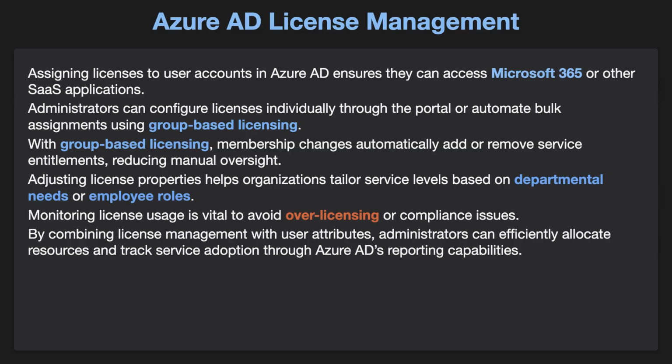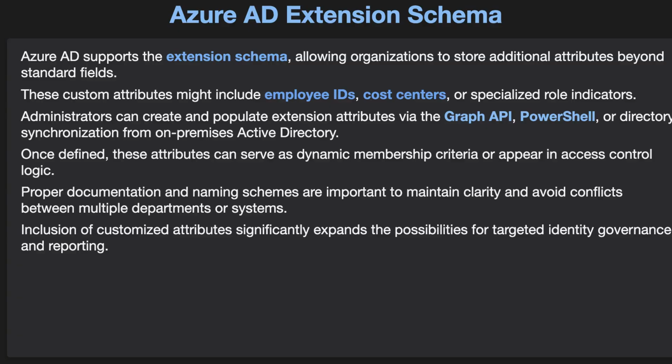Assigning licenses to user accounts in Azure AD ensures they can access Microsoft 365 or other SaaS applications. Administrators can configure licenses individually through the portal or automate bulk assignments using group-based licensing. With group-based licensing, membership changes automatically add or remove service entitlements, reducing manual oversight. Adjusting license properties helps organizations tailor service levels based on departmental needs or employee roles. Monitoring license usage is vital to avoid over-licensing or compliance issues. By combining license management with user attributes, administrators can efficiently allocate resources and track service adoption through Azure AD's reporting capabilities.